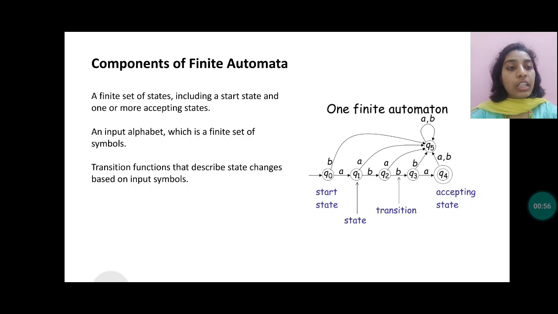We have the start state, transition states and the final state. They also have self loops according to the given requirements. An input alphabet, which is a finite set of symbols that describe the state changes based on input symbols.